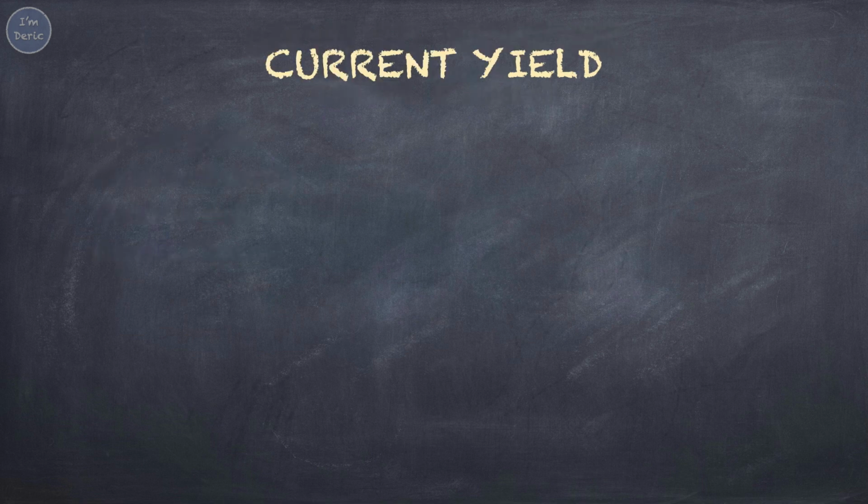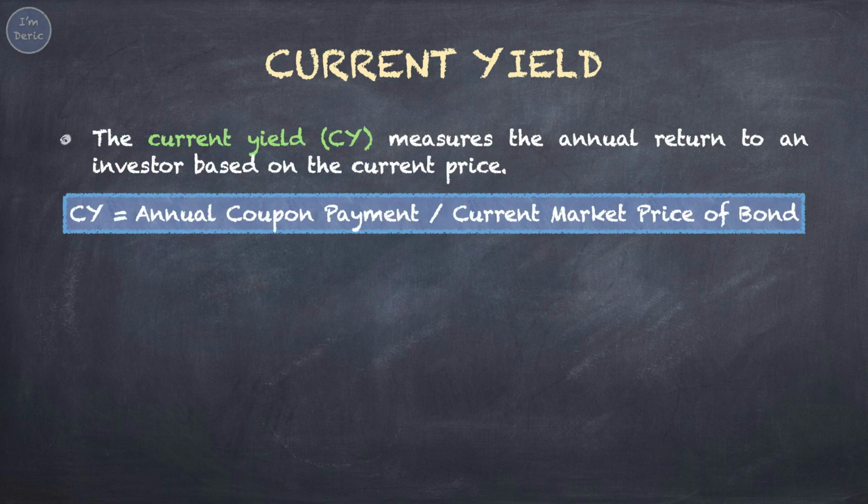First, current yield. The current yield measures the annual return to an investor based on the current price. This is the return you can earn by holding the bond for 1 year.